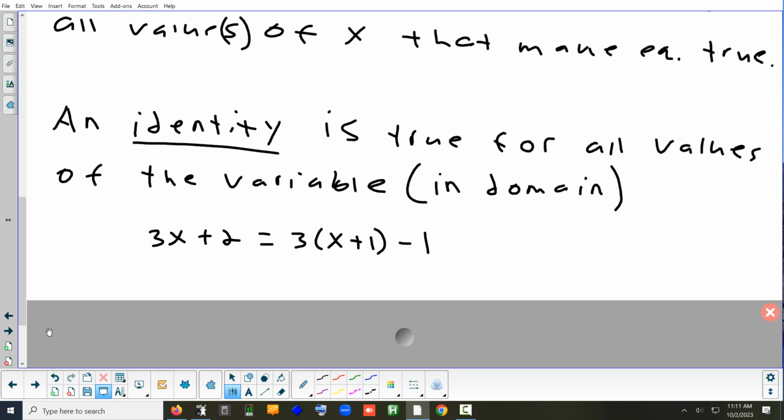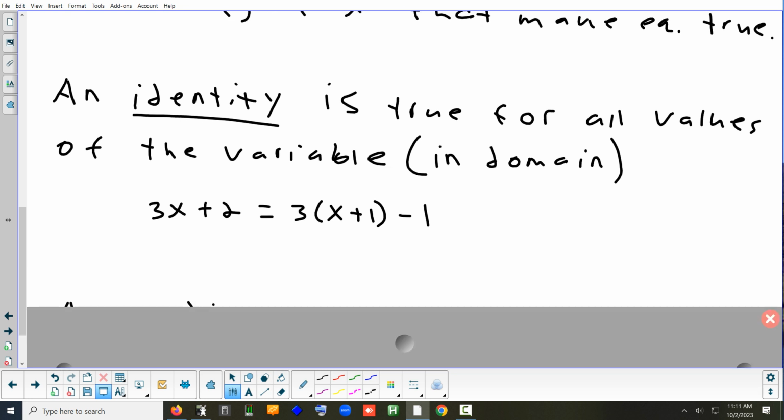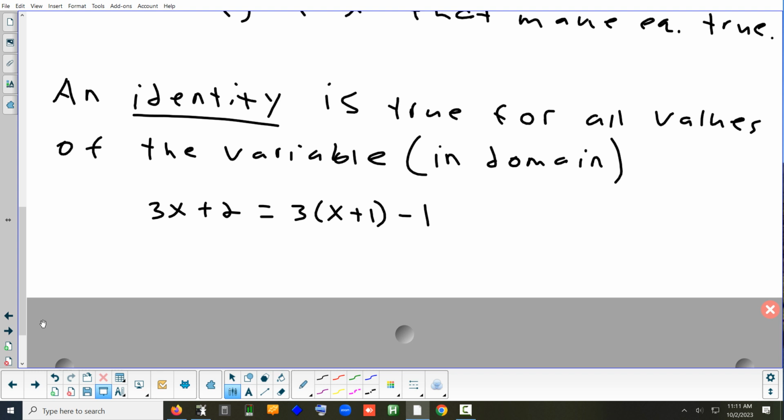So let's look at that one. We'll write out the first 2 steps. And we're going to see very quickly that that's an identity. What would be the first thing you do on the right side there? Distribute. Distribute what? The 3. Distribute the 3. So when you distribute the 3, you don't do anything with the -1. That stays the same. You're just distributing the 3 to what's in parentheses.